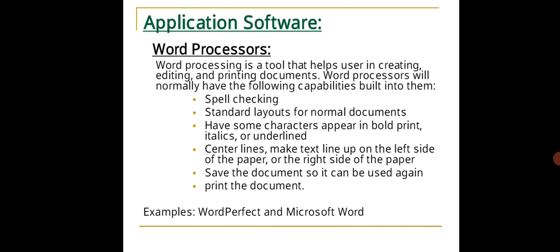Then we move to application software. One example of application software is the word processor. Word processing is a tool that helps the user in creating, editing, or printing documents. Word processors have inbuilt capabilities, and these capabilities are spell checking, standard layouts for normal documents, center lines, make text line up on the left side of the paper or the right side, save the document so it can be used again, and print the document. Examples of word processors are WordPerfect and Microsoft Word.